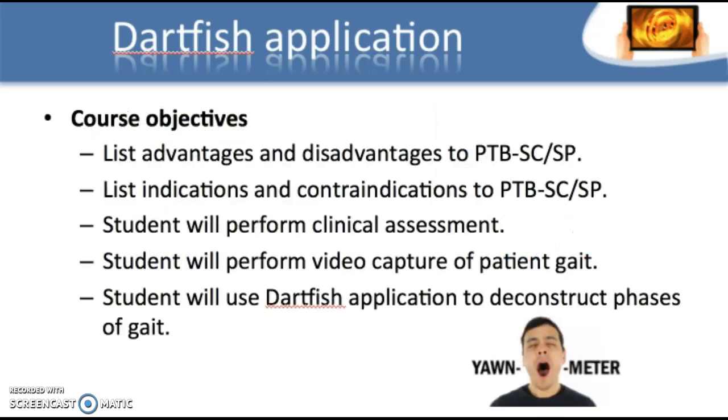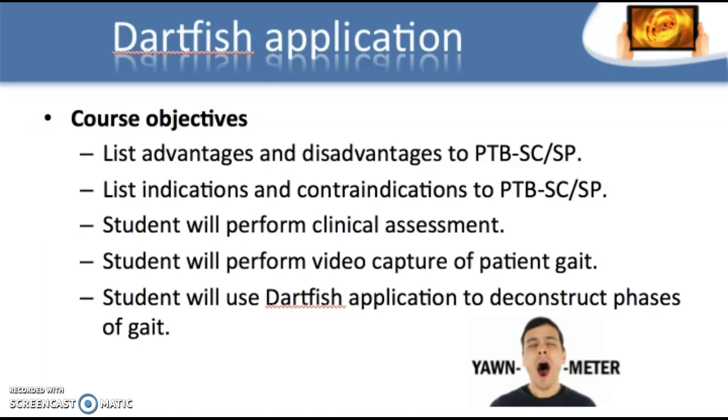So the course objectives, without being boring: we're going to talk about what the students are going to learn in this design. When this lesson plan is done, the student should be able to list advantages and disadvantages of a patella tendon bearing supracondylar suprapatellar prosthetic design. That's what the PTB acronym is for. They should also be able to list indications and contraindications of when you would use this design.